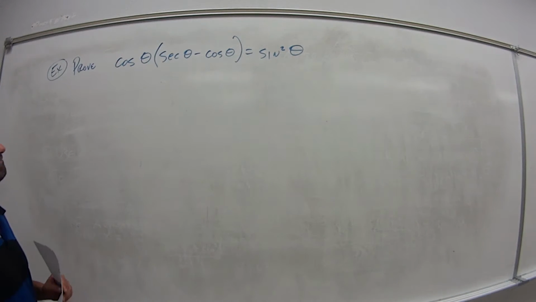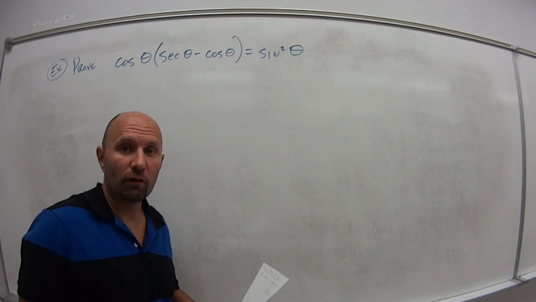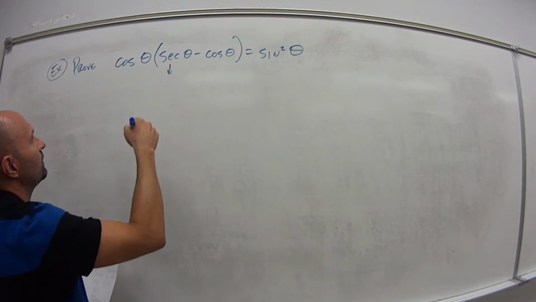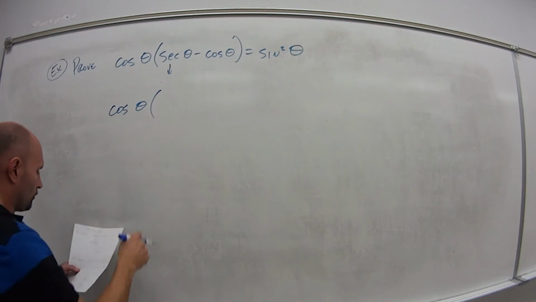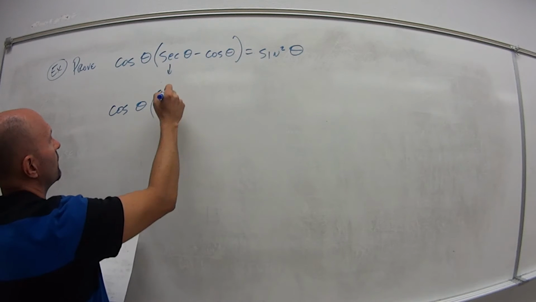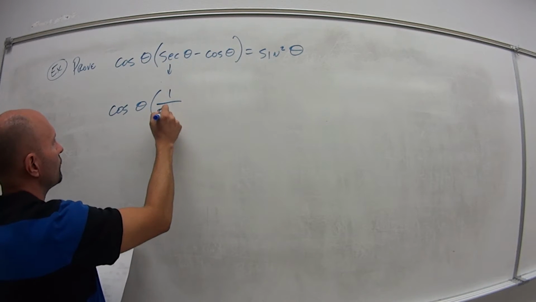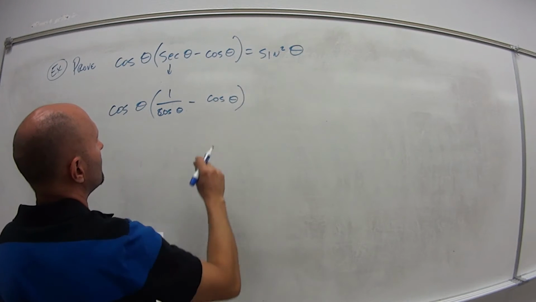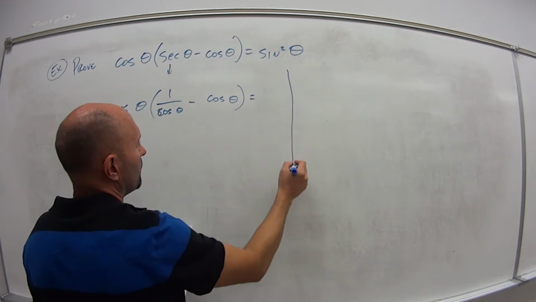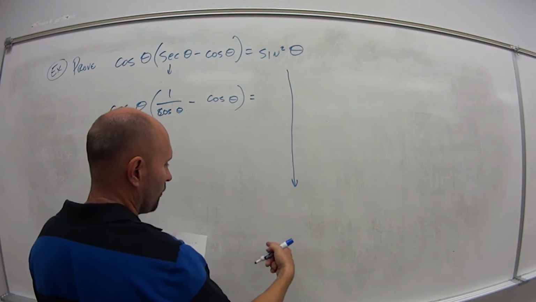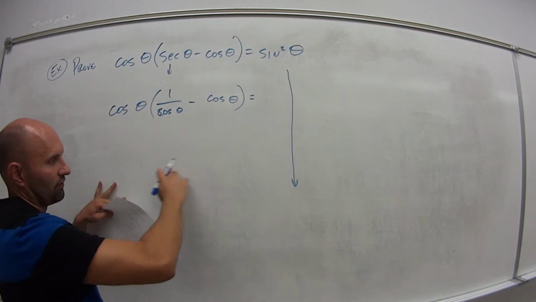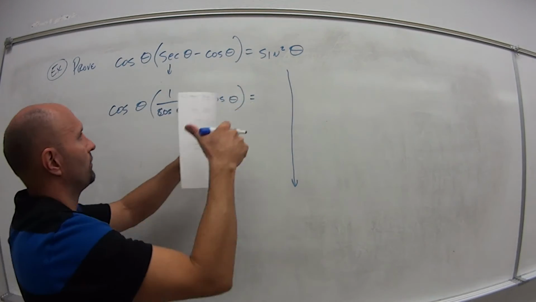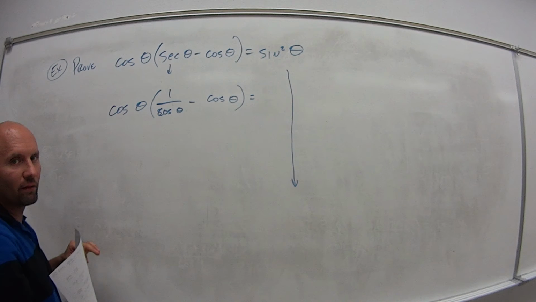All right, so our step 3, or our suggestion in point 3, was to change things out to sine or cosine. The only one we have here is secant, so I'm going to do that first. Cosine of theta times, well, secant is 1 over cosine of theta, and then minus cosine of theta. And I'm not going to worry about the right side. I'm just going to bring that down, because hopefully at the end I get the left side equals sine squared of theta. I'm only working with the left side.